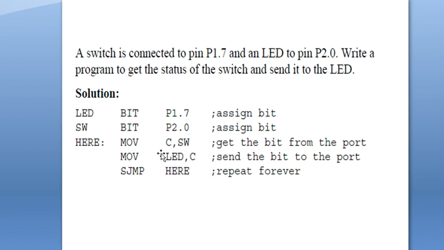You would ask why they have not used any register, why they have just used C here. Since this is a bit operation, we don't have a byte operation here. A single bit we are transferring, so they are using MOV C, SW. Instead of this you can use MOV accumulator 0th bit, SW, then MOV LED, accumulator 0th bit. Likewise you can use them.